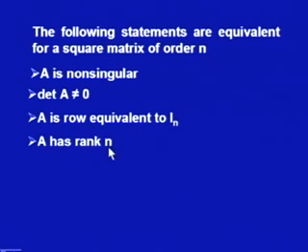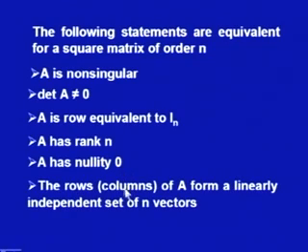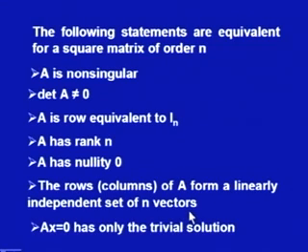A has rank n, since determinant A is not 0, so rank will be n. A has nullity 0 due to the rank nullity theorem. The rows and columns of A form a linearly independent set of n vectors, this also we have proved earlier, and finally Ax is equal to 0 has only the trivial solution. So, all these statements are equivalent related to Ax is equal to 0.